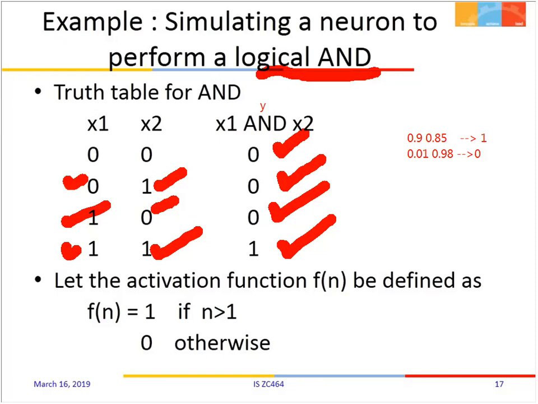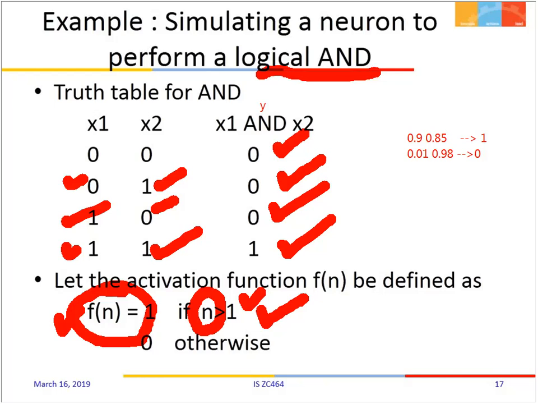So here we take some activation functions. The activation function is defined as f of n equals 1, whenever this n, that is the weighted sum that we will be picking up later, n is equal to summation wixi. If that summation is greater than 1, then I would say that the output is 1. So f of n is nothing but the output. Otherwise, it is 0. Okay.